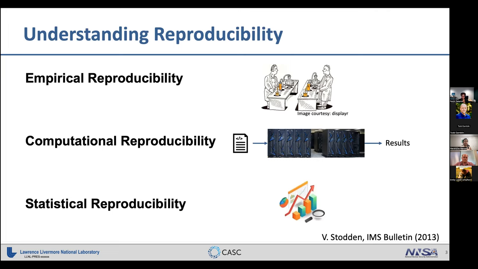To understand the concept of reproducibility, I think it's important to have a common framework for how we deal with it. Dr. Victoria Stodden, who's done a lot of work in this area, classified it basically into empirical reproducibility, computational, and statistical reproducibility. As expected, empirical reproducibility, which is what typically appears in these press releases, involves physically reproducing the experiments in a wet lab sort of setting.